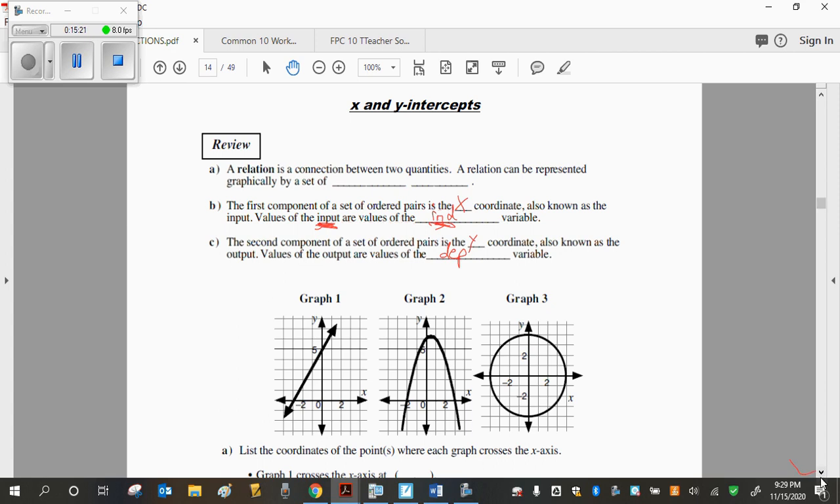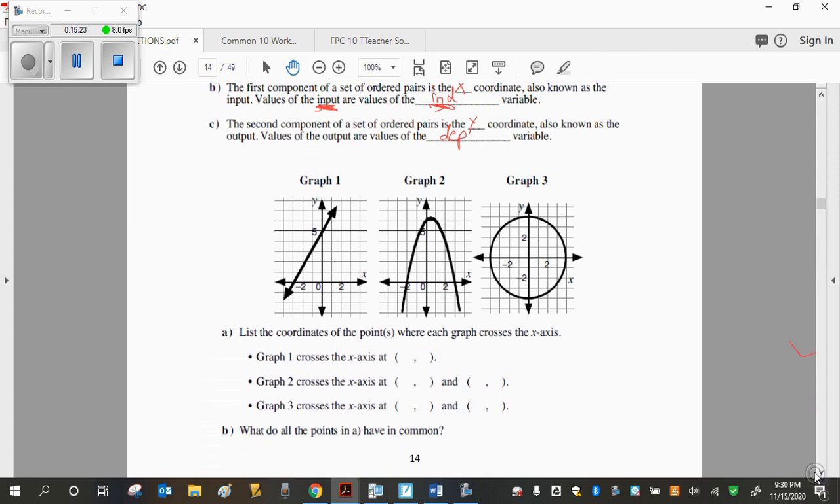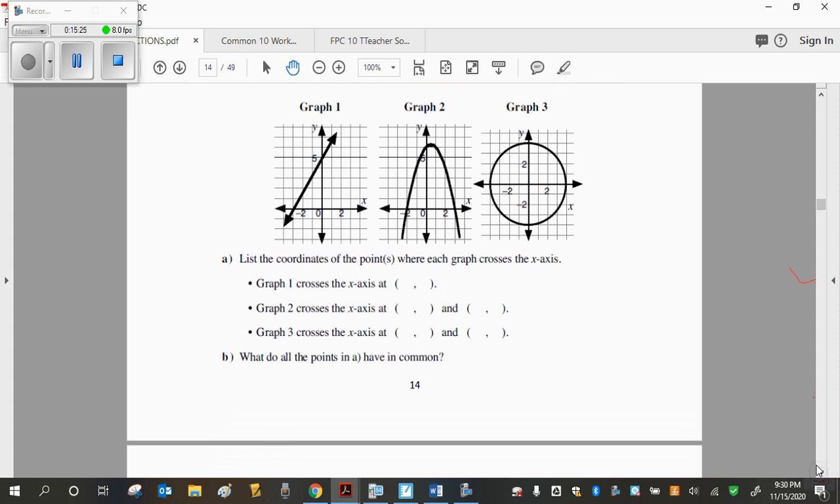Let's see if I can move it. Yay. Let's go to these three graphs. I'll help you with graph 1. It says crosses the x-axis. Well, here's the x-axis. It's the horizontal one. Where does the graph cross it? Right there. And it's at -3, 0. Go ahead and do these two dots and try to answer B.